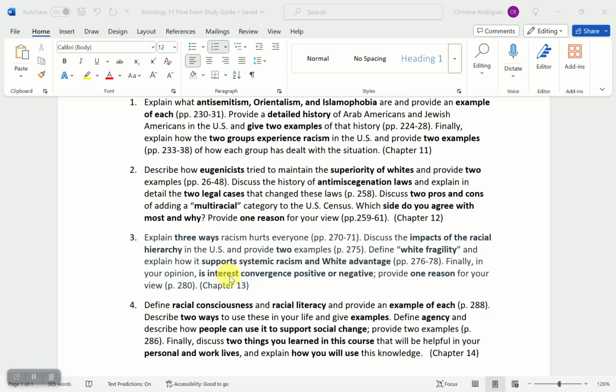Finally, in your opinion, is interest convergence positive or negative? Provide one reason for your view.